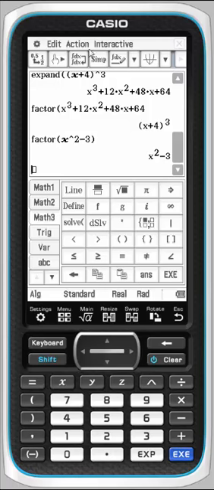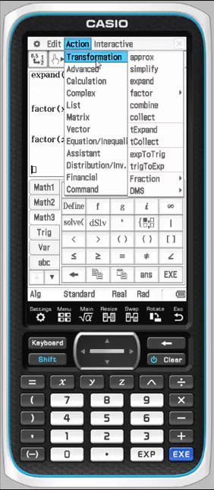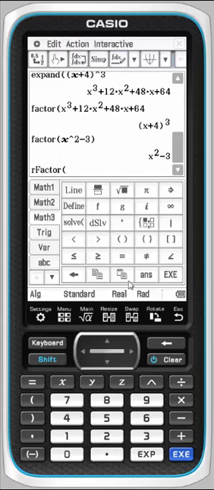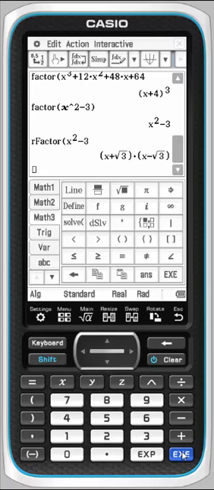So this is where, under transformation again and factor, this is where our factor comes in. This will go all the way down to any irrational roots if possible. So if I grab this, again tap and release and then tap and drag, now we get x plus root 3 times x minus root 3. That our factor goes just that one extra step if possible.